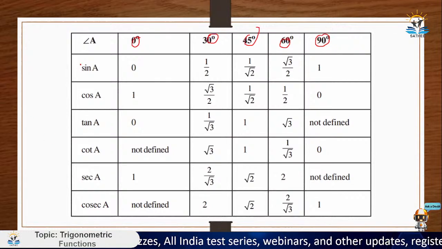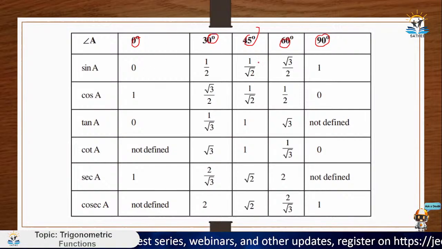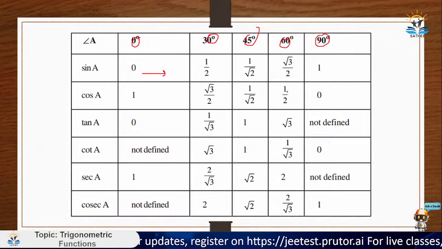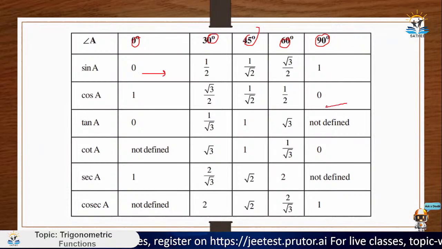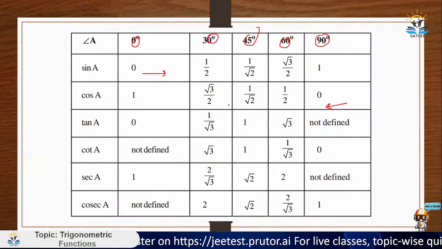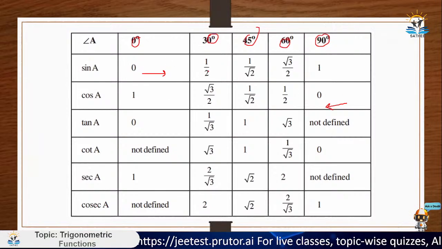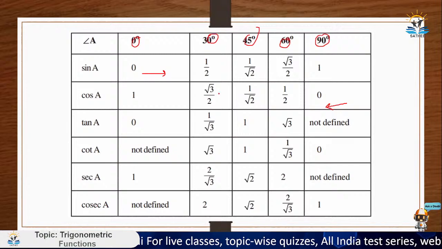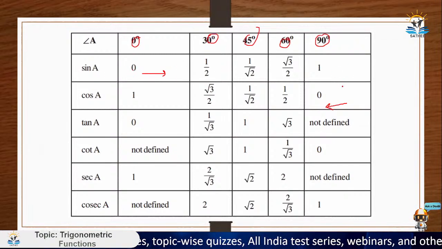So please remember this table: sine of 0 is 0, sine of 30 is half, sine of 45 is 1 by root 2, sine 60 is root 3 by 2, sine 90 is 1. Similarly for cos, sine and cos are just opposite. For sine you go this way, and for cos you come this way. So basically, sine 0 is 0, cos 90 is 0, sine 30 is half, cos 60 is half, sine 45 is 1 by root 2, cos 45 is 1 by root 2, sine 60 is root 3 by 2, cos 30 is root 3 by 2, sine 90 is 1, cos 0 is 1. So if you learn sine, you can just reverse it for cos.